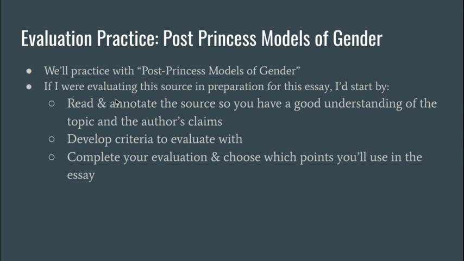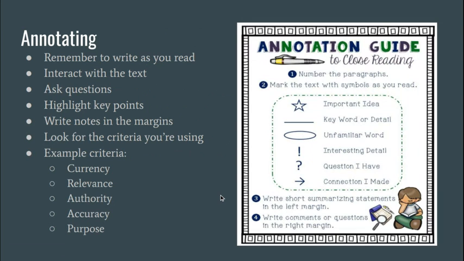So if I were evaluating this source in preparation for this essay, what I'd start by doing is reading and annotating the source so I have a good understanding of what the topic is and what the author's claims are. Then I would decide what criteria I'm going to use to evaluate the source. And then I'm going to complete my evaluation and choose which points I want to use in my essay. So let's take a look at what that all means and what this looks like.